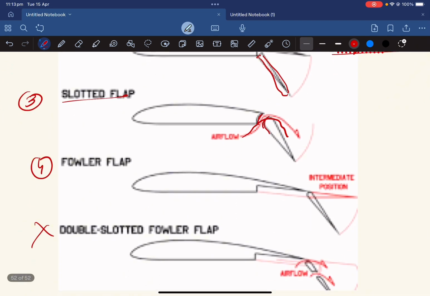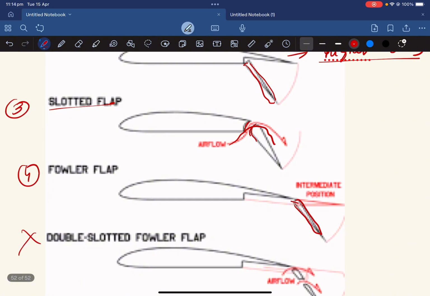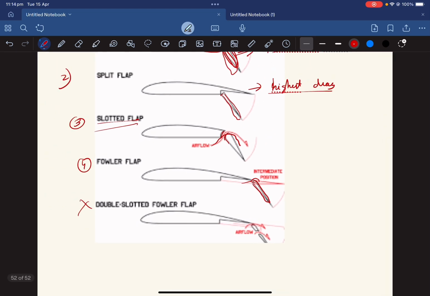Fowler flap. In the case of the Fowler flap, what happens is it first moves rearward, and then it creates a slot. So it's basically a better version of the slotted flap because it's increasing your camber, and it's also giving you that slot that's helping you re-energize the boundary layer. So of course this is going to be the flap with the highest increase in CL.